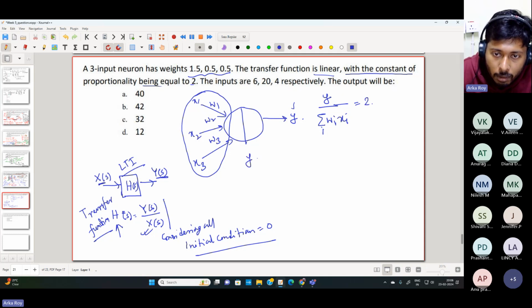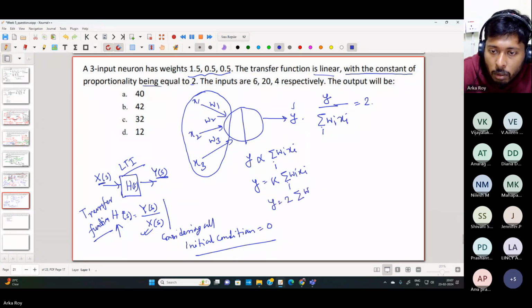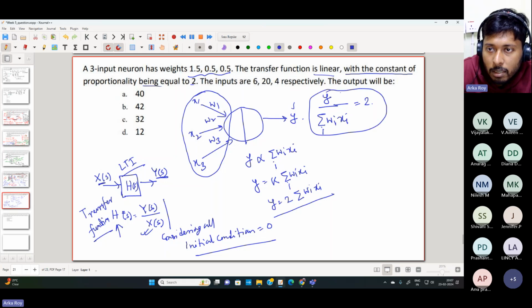In a lighter way, it is basically explained as y is proportional to the sum of wi xi, where k is the proportionality constant, and the value of k is 2. So y equals k times the sum of wi xi. This could be another way of illustration. So this is the first illustration and this is the second illustration.